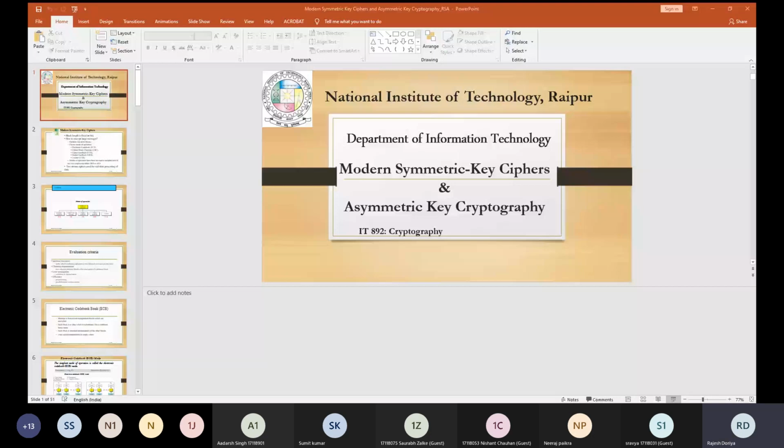So first of all, we are going to see the modern symmetric key ciphers. Now, first we need to understand why there is a need to study these modern symmetric key ciphers. In earlier classes, we have seen the algorithms like DES and AES, right? So what was happening in DES and AES? Anyone?